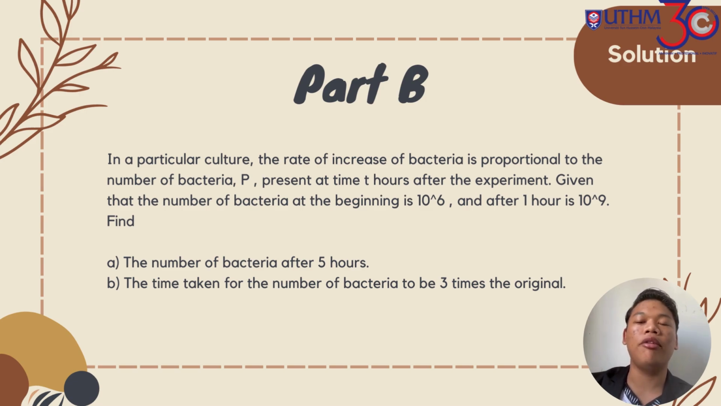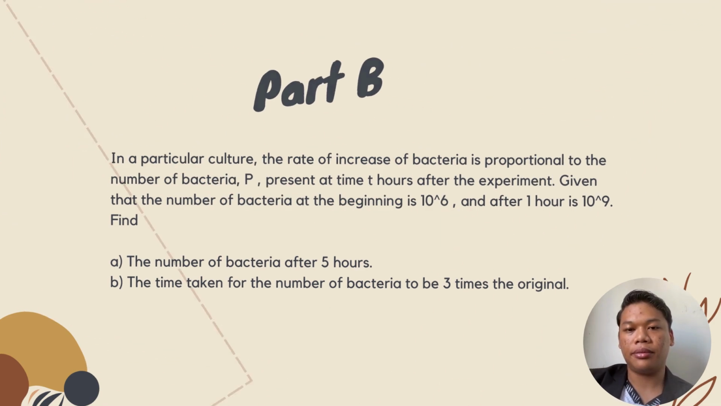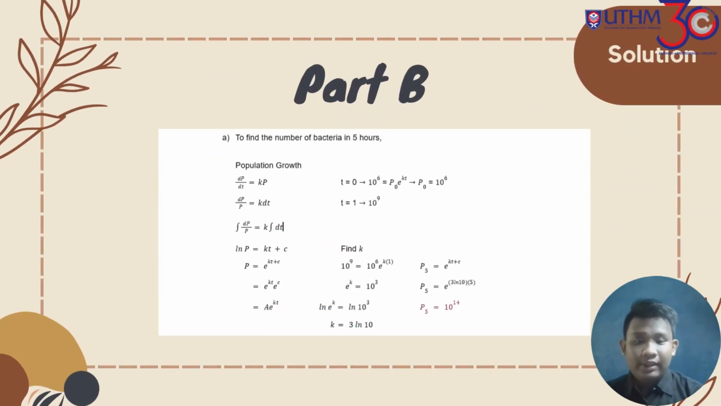So this is what I say. We will use the formula and the principal also, with P equal to 3 times the initial, because we want to see what is the time after we triple the bacteria. For the solution of part B, the question is to find the number of bacteria in 5 hours. The reason is we use dP over dt equal to kP. And after we simplify the formula, we get P equal to A e power of kt.